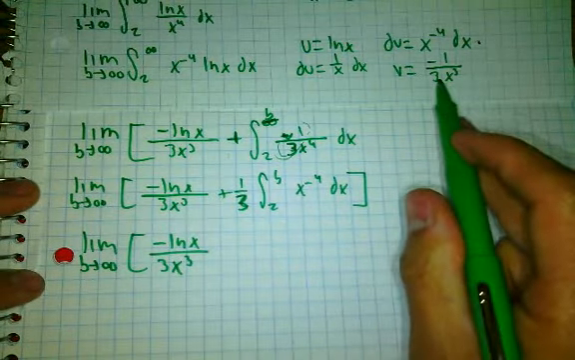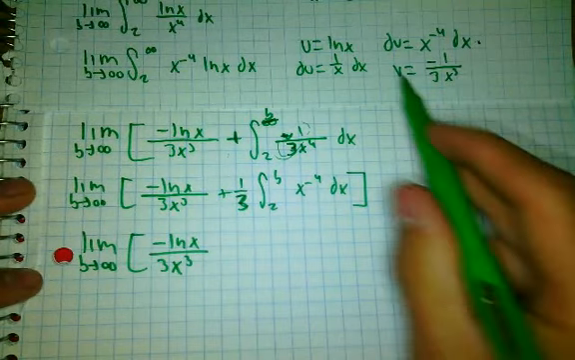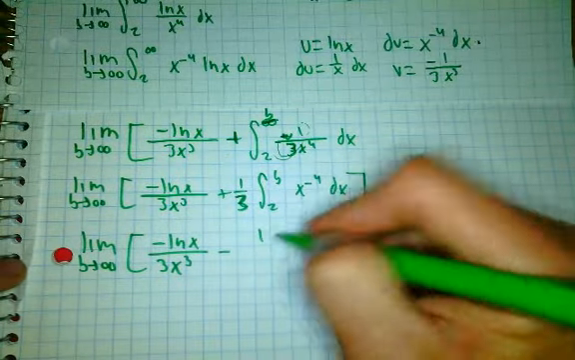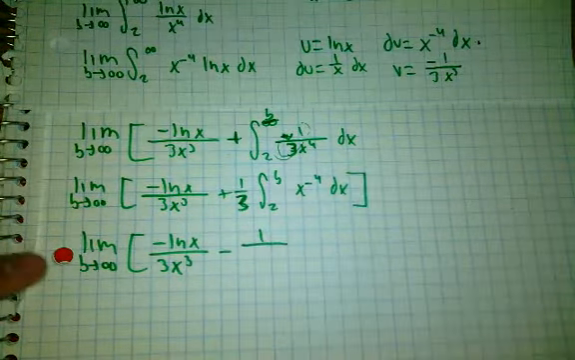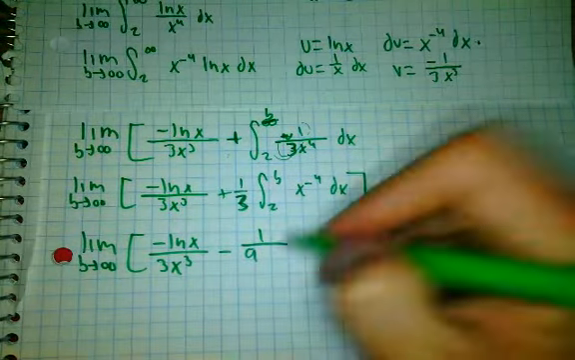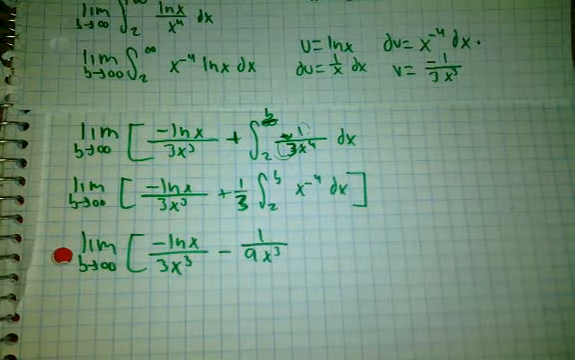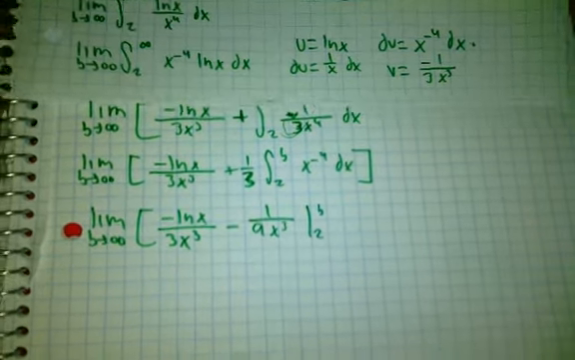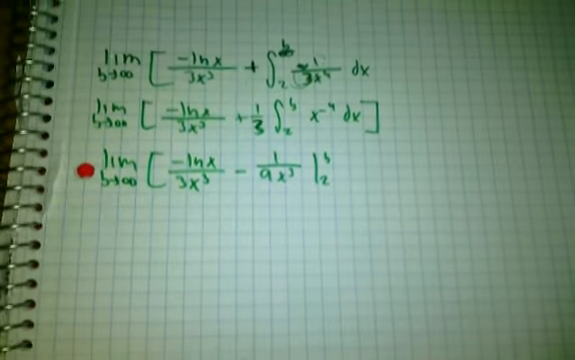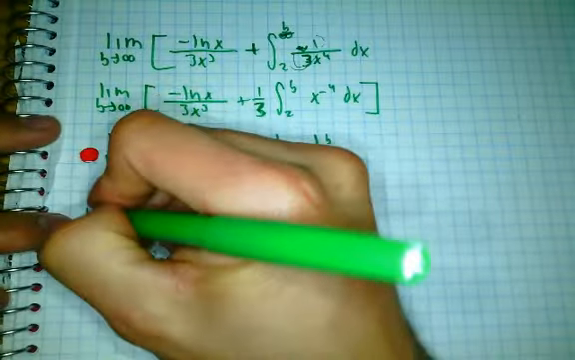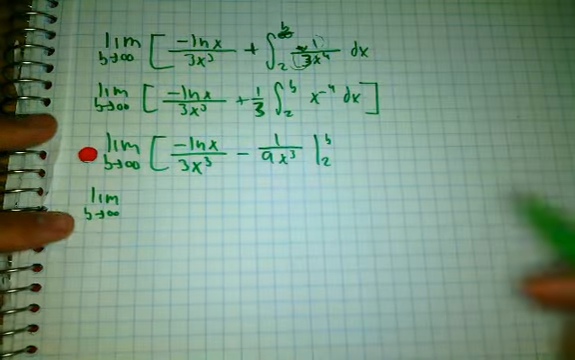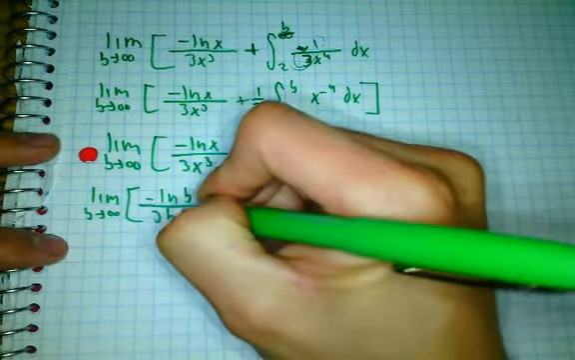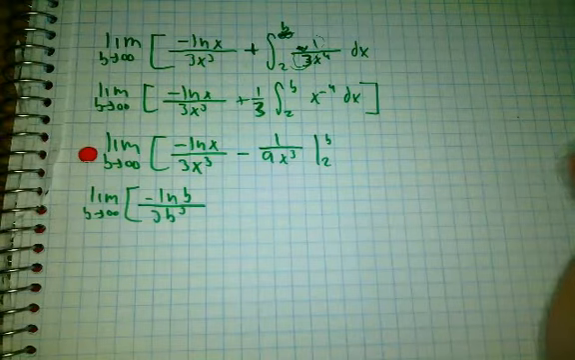Times positive 1/3, it becomes minus 1 over 9x to the third. From 2 to b. Now it is the limit as b approaches infinity, and we're going to plug in our limits there. So negative natural log of b over 3b to the third, minus 1 over 9b to the third.